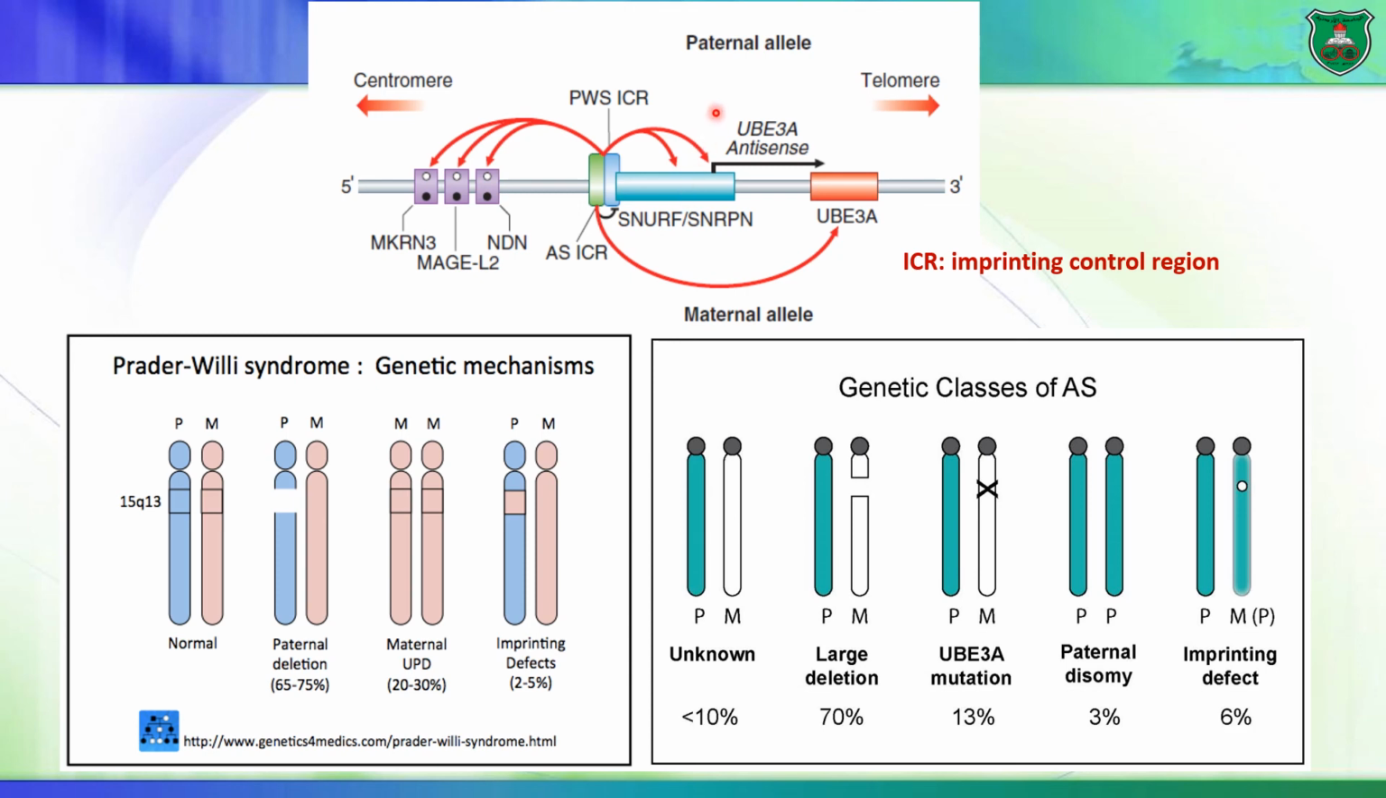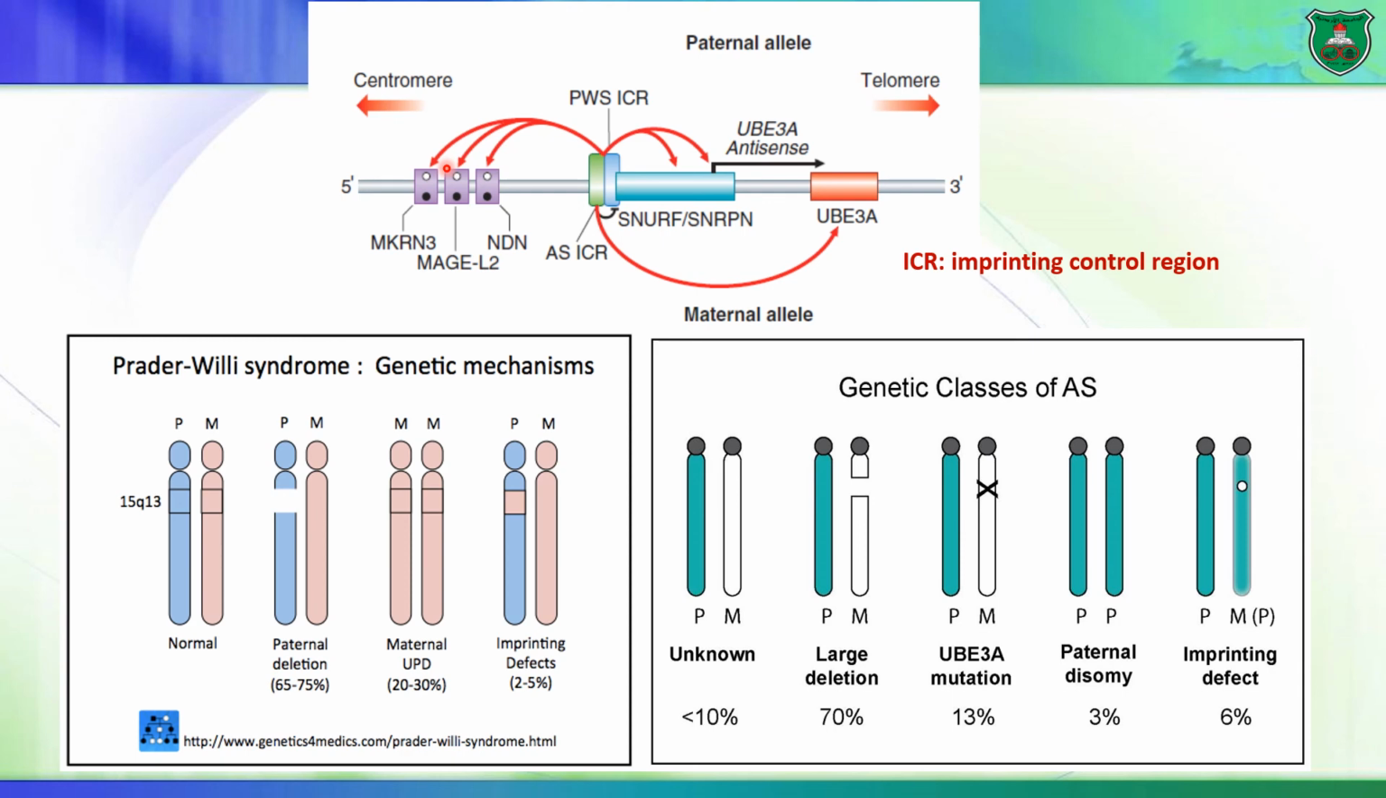The idea here is that in the paternal allele, you have this ICR region. What it does is that it results in the unmethylation of these genes, so they become active from the paternal chromosome, and activation of this gene right here, which encodes this non-coding RNA that inactivates the UBE gene. Now, this gene must be activated from the maternal chromosome, and these genes must be activated from the paternal chromosome.